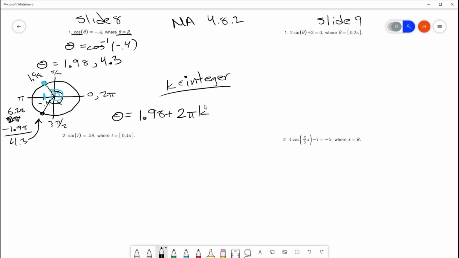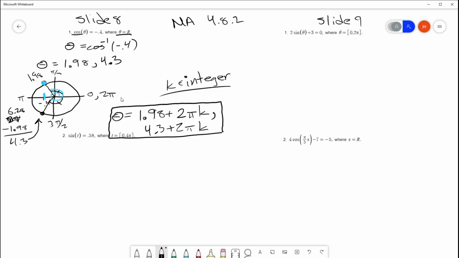Remember, integers are numbers like 1, 2, 3, 4, or -1, -2, -3, because I could actually also go backward a loop, right? So this is accounting for the fact that any number of loops around the unit circle, if I end up back at 1.98, right? So if I have a coterminal angle to 1.98, then it's also a solution. And then I also have 4.3 plus 2 pi k, because those would also all be solutions. And that's how I solved the first one.